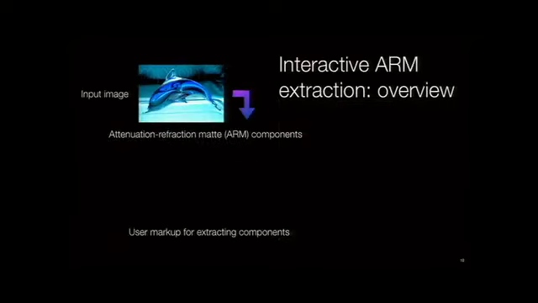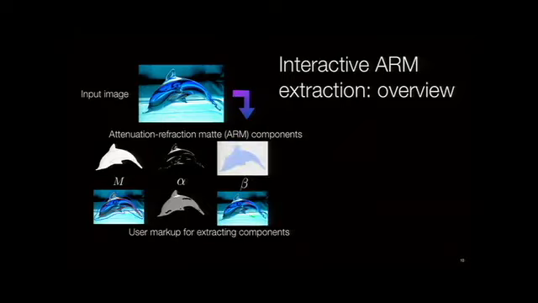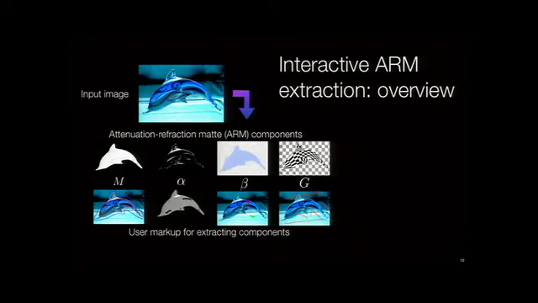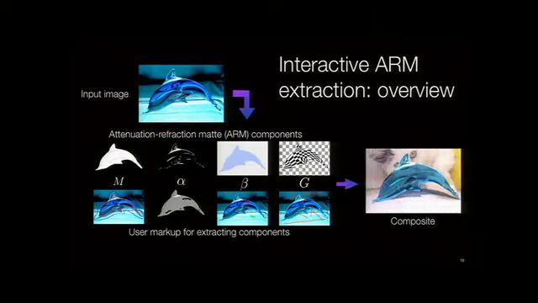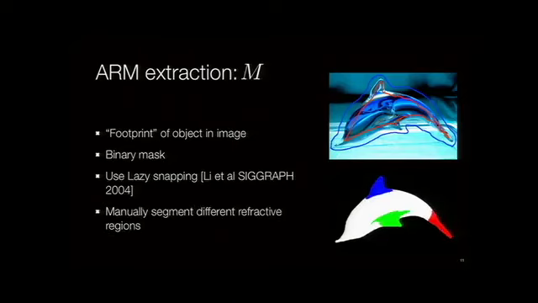So here I want to show you an overview of our interactive ARM extraction. First, we extract the object silhouette M, which defines the processing region. Then we can estimate the foreground contribution alpha. After that, we estimate the color attenuation beta and also the refractive deformation G. With the extracted ARM model, we can extract the original transparent object and put it onto a new background. We use an interactive segmentation technique, lazy snapping, to extract the silhouette. Inside the silhouette, we can also segment different refractive regions easily.